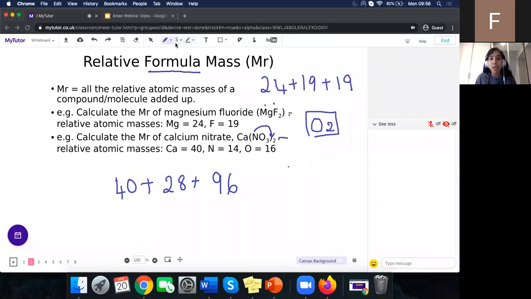Before I move on then, is everyone happy with that? Just because these are kind of the basics for being able to do the question. So we need to make sure we're happy with these questions.